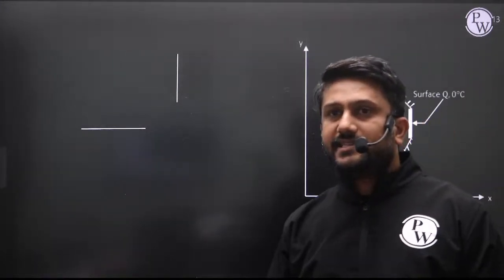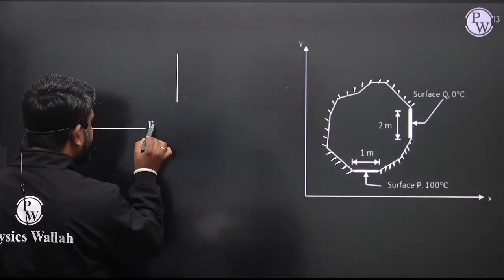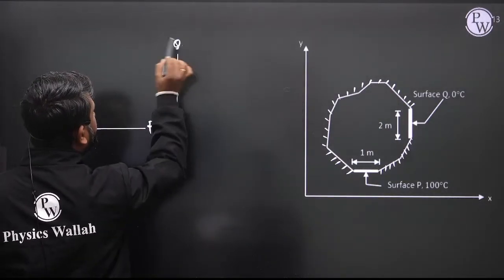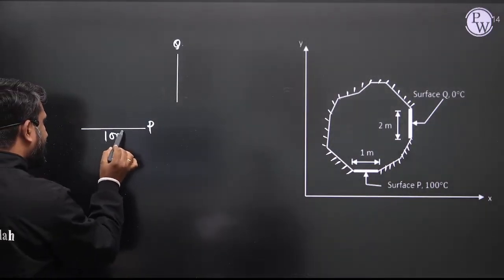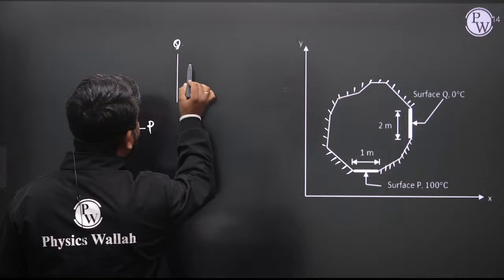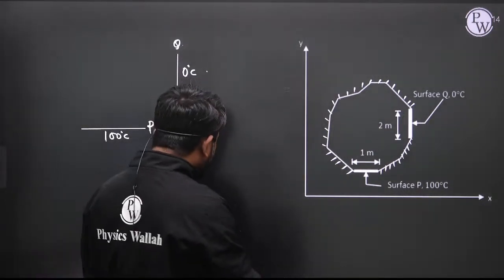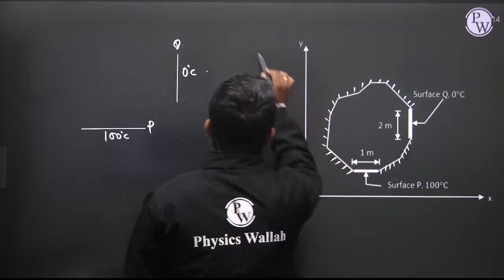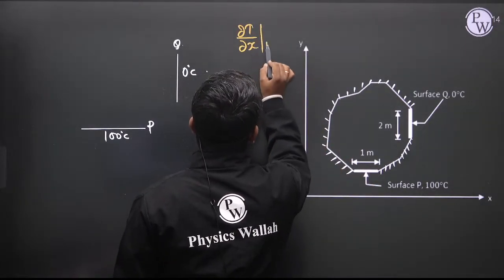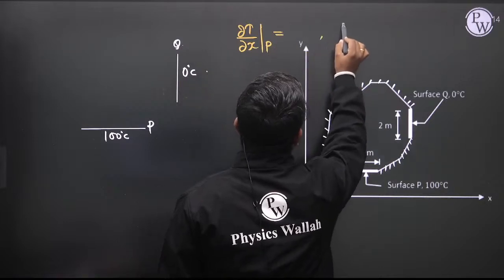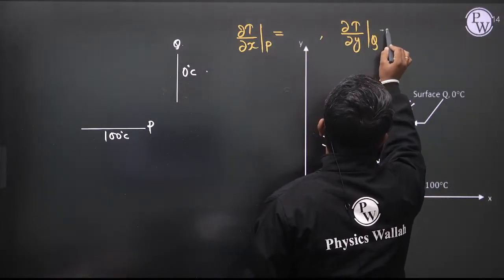If you see the surface P and surface Q, this is the surface P, and this is the surface Q, right? Surface P is maintained at 100 degrees Celsius, and this is maintained at 0 degrees Celsius. Now, if I ask you one question: what is del T by del X at surface P, and what is del T by del Y at surface Q?